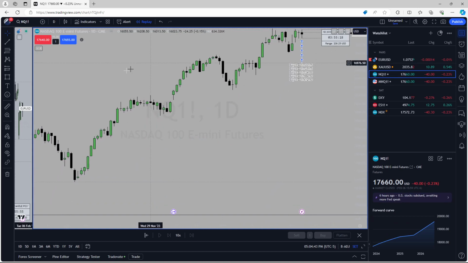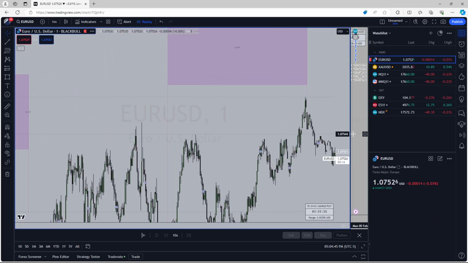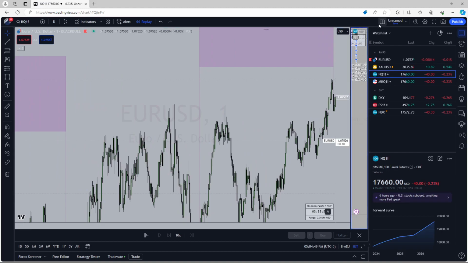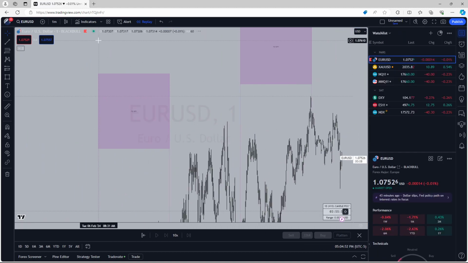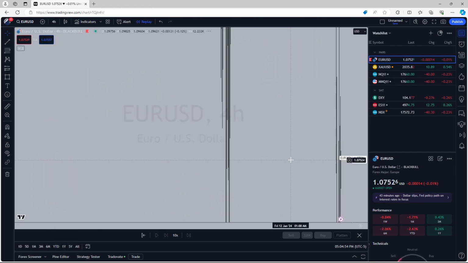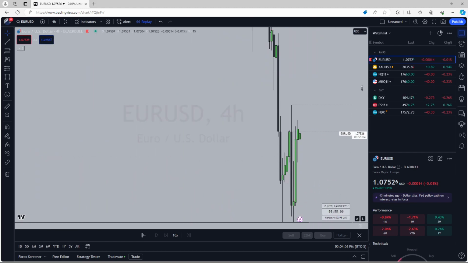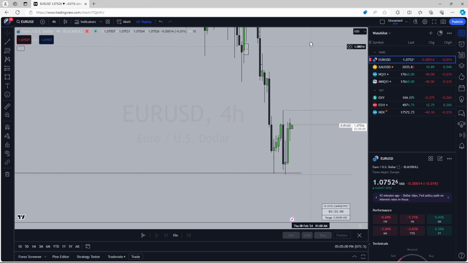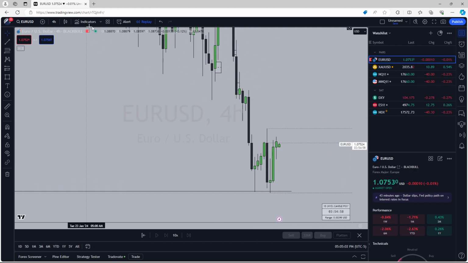But here, I'll show you how my stops work. I'll just make it 4-hour chart. That's it here. This is perfect. We have a Euro USD trade here.